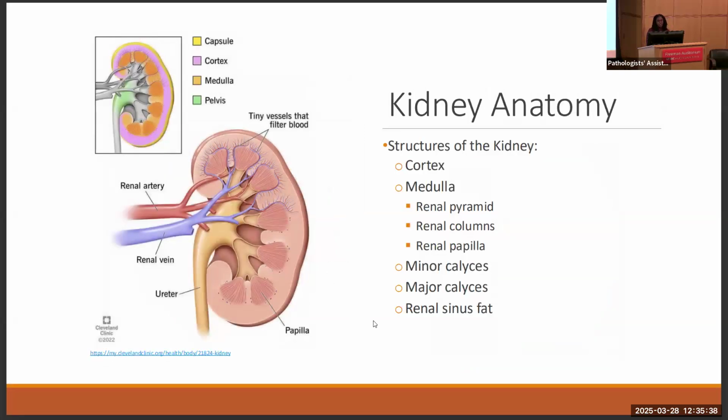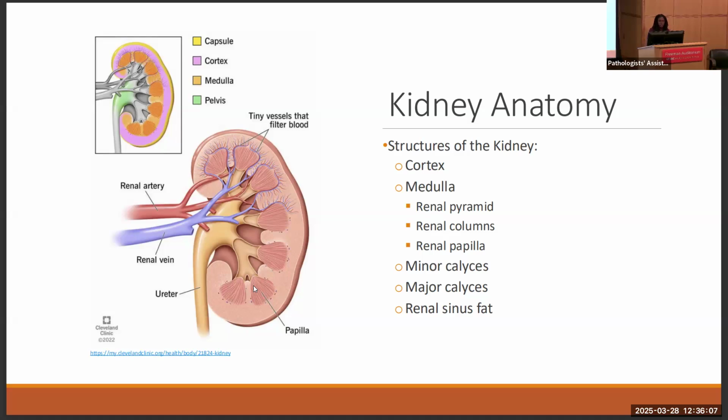The outer structures enable the kidneys. The internal renal structures consist of the cortex, which is the outer layer here. The cortex contains the glomeruli, the proximal convoluted tubule, and the distal convoluted tubules. The medulla consists of the renal pyramid, the renal columns, and the renal papilla.